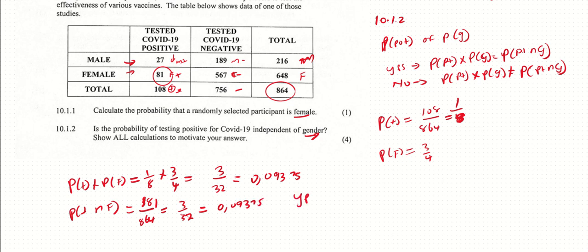So our answer is yes. The probability of being positive multiplied by the probability of gender, which is female, equals the probability of being positive and a female. So when we talk about gender here, we're given two genders. Even if you use male as the gender, with positive, you will find the same answer.